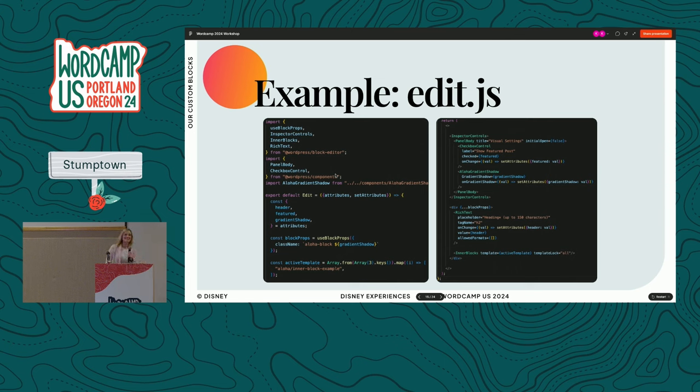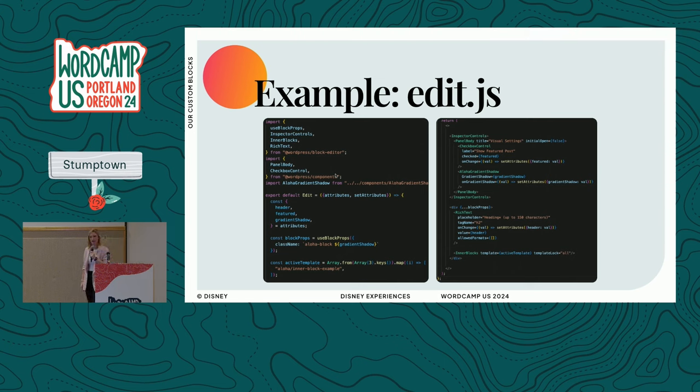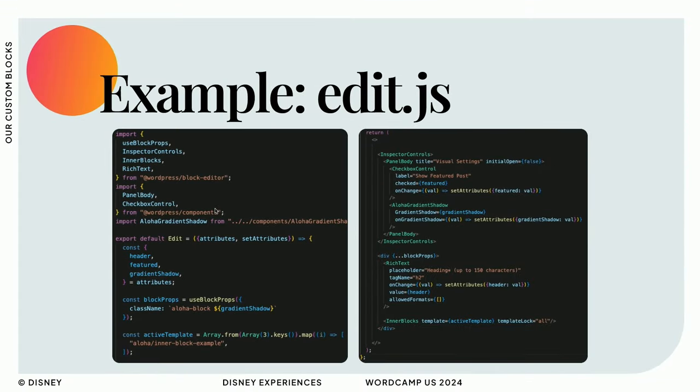Okay, so here's an example of our edit file. This is how a normal block would probably look. As you can see, starting off, we're bringing in some Gutenberg elements. That's going to be things like our inspector controls, our checkbox control. Then you see the Aloha gradient shadow. That is a custom component. That is what we're creating somewhere, and we want to trickle this box shadow all throughout. We're going to pull it in that way.